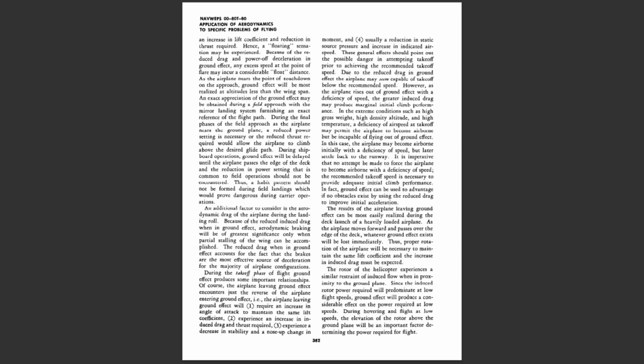As the airplane nears the point of touchdown on the approach, ground effect will be most realized at altitudes less than the wingspan. An exact appreciation of the ground effect may be obtained during a field approach with the mirror landing system furnishing an exact reference of the flight path. During the final phases of the field approach, as the airplane nears the ground plane, a reduced power setting is necessary, where the reduced thrust required would allow the airplane to climb above the desired glide path.